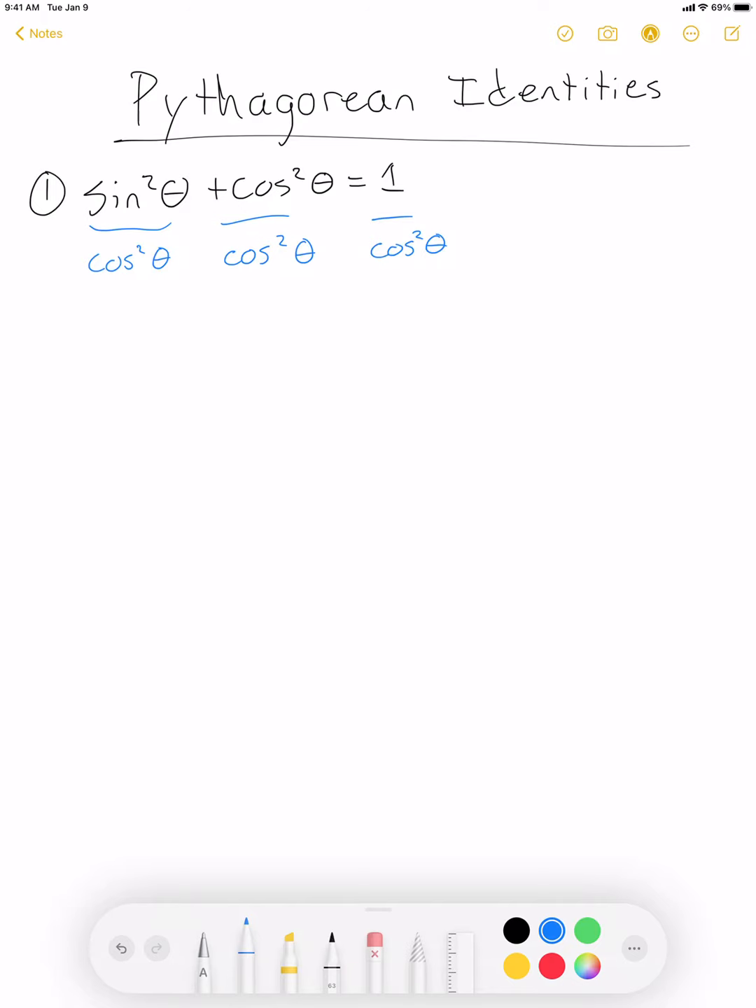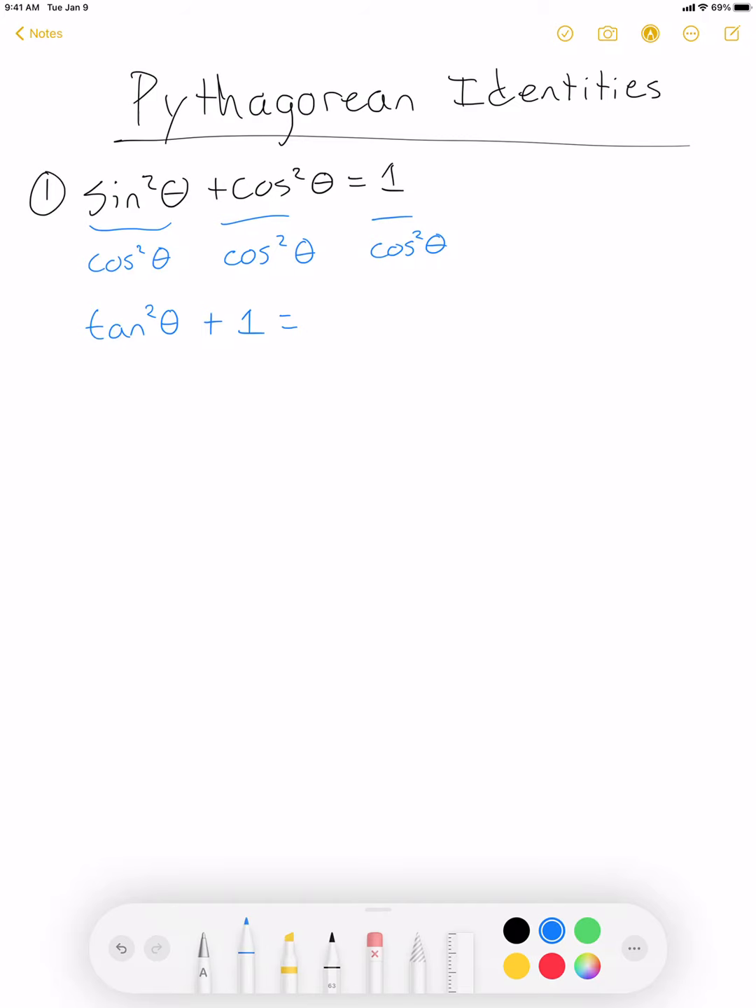Now, in the previous video, we talked about our reciprocal identities. Now, what does sine over cosine represent? Remember, sine over cosine is technically the tangent function. So hopefully it would make sense that sine squared divided by cosine squared would equal tangent squared. And then plus anything divided by itself is going to be 1, so this would be plus 1.